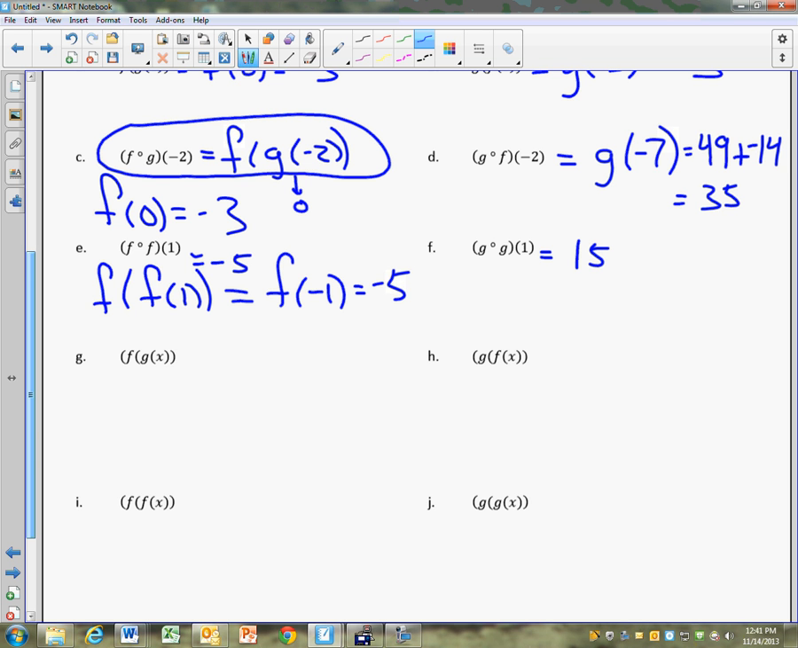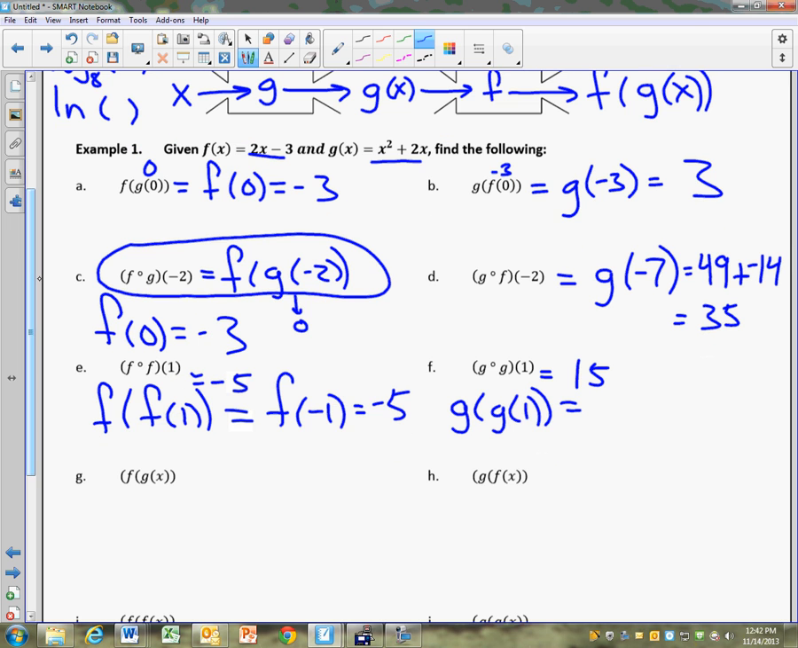Arithmetic mistakes happen. Some people plug it into the wrong one. They get used to going back and forth between f and g. And g of 1. We start by plugging. So now we're just going to work with g. 1 squared is 1. 2 times 1 is 2.